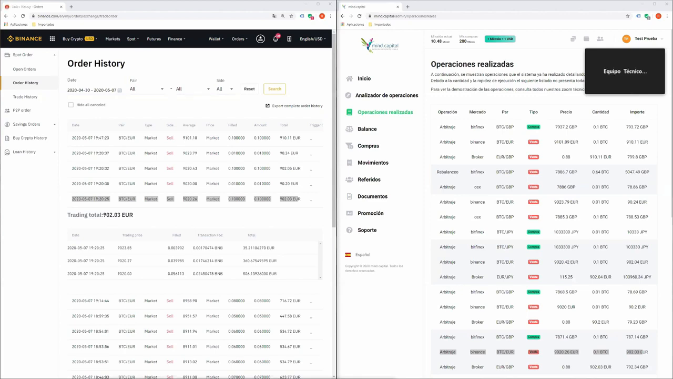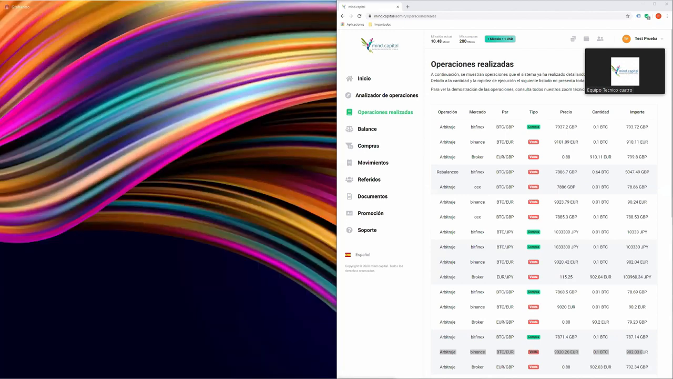Okay, what is the volume of money that the company has? Well, right now we are working with about 29 million USDT. Around 29 million, yes.